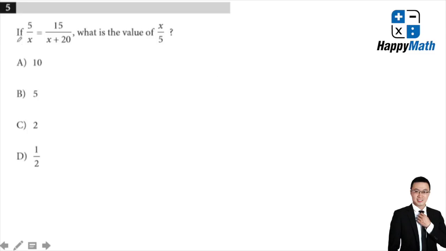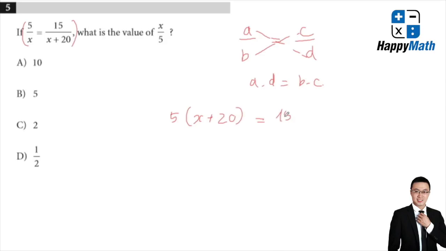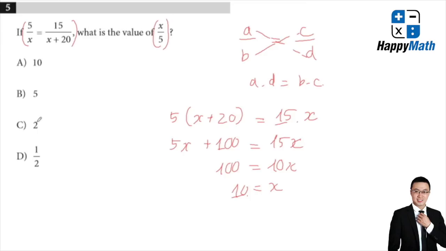x over 5, and you get this equation. First step, I will remind you about this ratio. Cross multiplication will tell you that a times d equals b times c. I mean 5 times (x plus 20) equals 15 times x. So 5x plus 100 equals 15x, and 10x equals 100, and x equals 10. x divided by 5 means 10 divided by 5, and the answer is C.